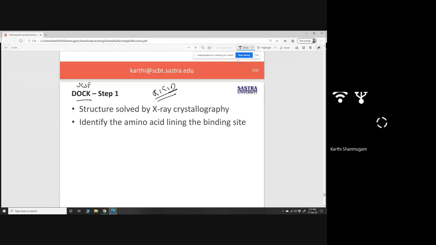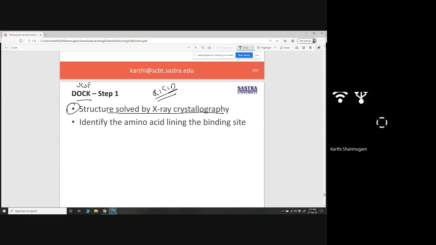So the very first step is we should look for a structure solved by X-ray crystallography. This is what we discussed in the previous lecture, the role of X-ray crystallography in structure-based drug design, right? As molecular docking is an example of structure-based drug design, the very first step is we should know the 3D structure of the drug target. And the best way to solve the 3D structure of the drug target is X-ray crystallography. We can also go for NMR and electron microscopy, but this is the preferred method for drug design. Already I told the reasons, right?